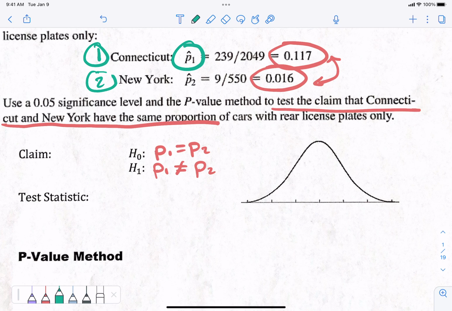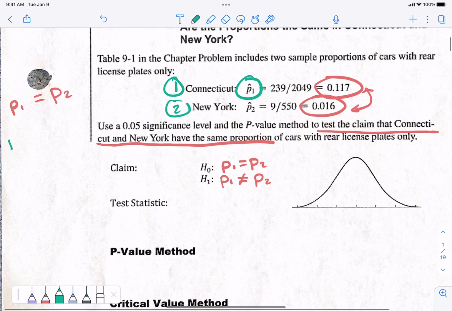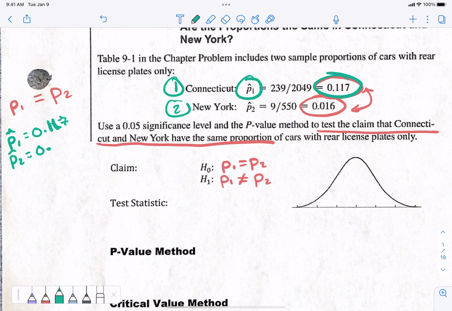We're just going to do this stuff. So we don't have actual values for P1, P2. We only have P1 hat and P2 hat. These are things that we need, okay? Good? All right, P1 hat, P2 hat, they've calculated here for us. They said P1 hat is 0.117, so 11.7%-ish. P2 hat is 0.016, okay?